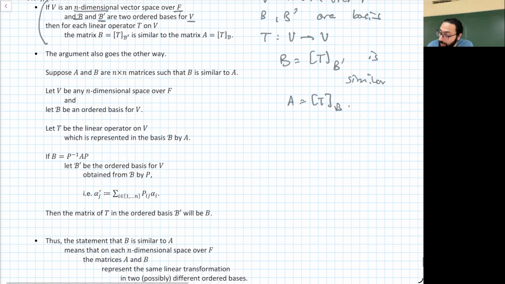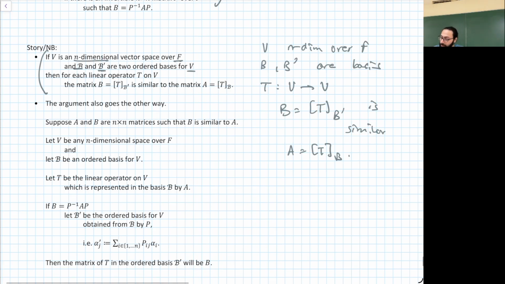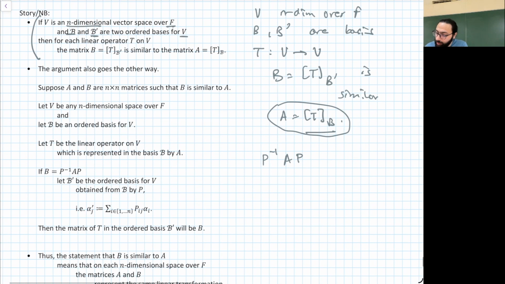It turns out it also happens the other way. Suppose for some basis I have the representation of the linear operator as some matrix A. Suppose I construct, using some invertible matrix P, the object P inverse AP. Now you can ask, does there exist some basis such that in that basis, this is what the linear operator would be? It's a reasonable thing to ask, and this is what we are trying to argue here.